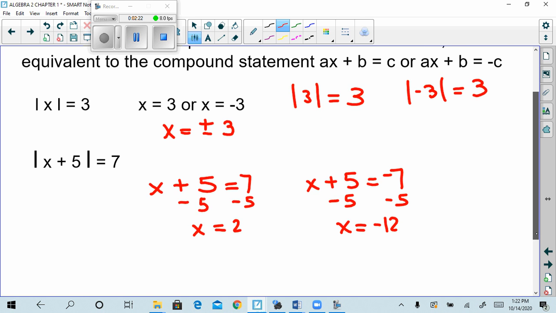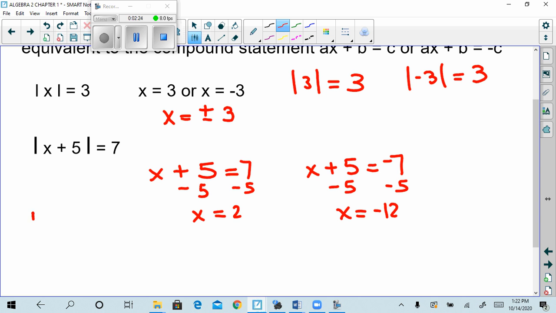Let's see if that works. All right, let's start with replacing x with 2. Well, 2 plus 5 is 7, so the absolute value of 7 is 7. So the first one works. We always want to check to make sure that it works.